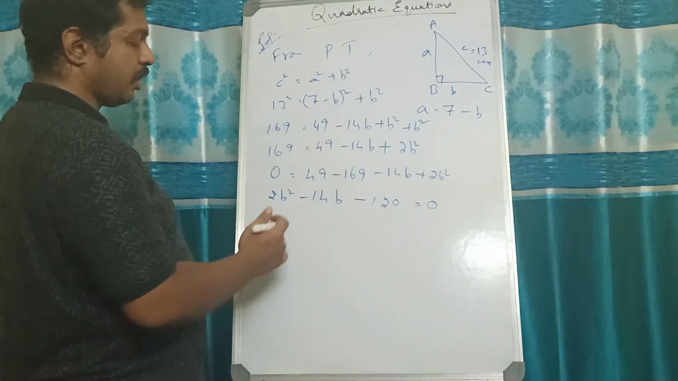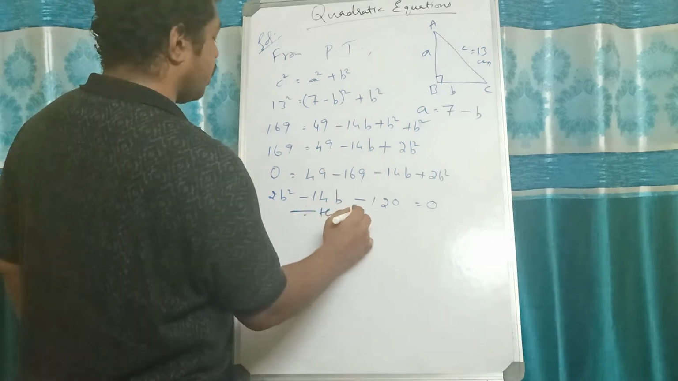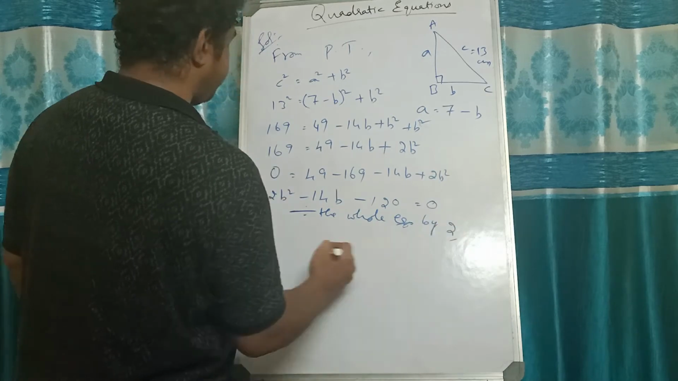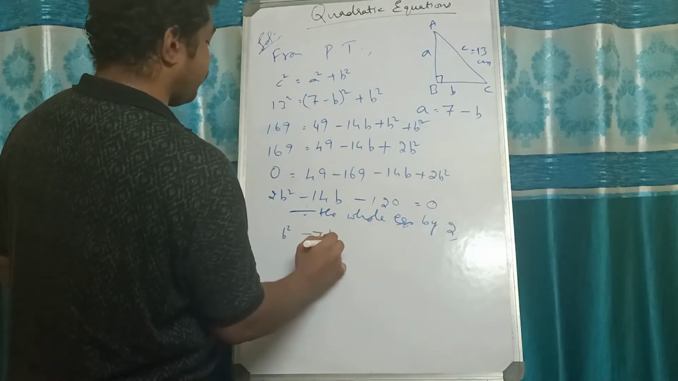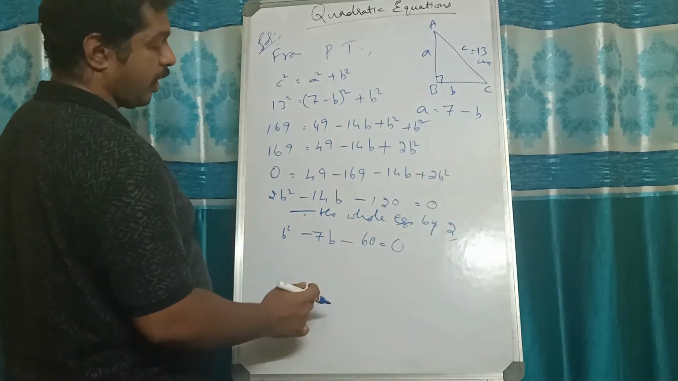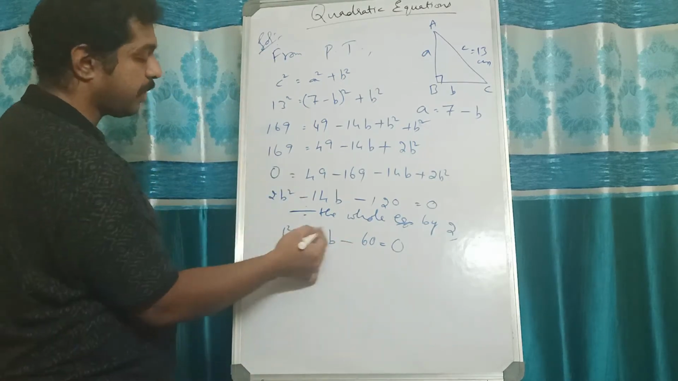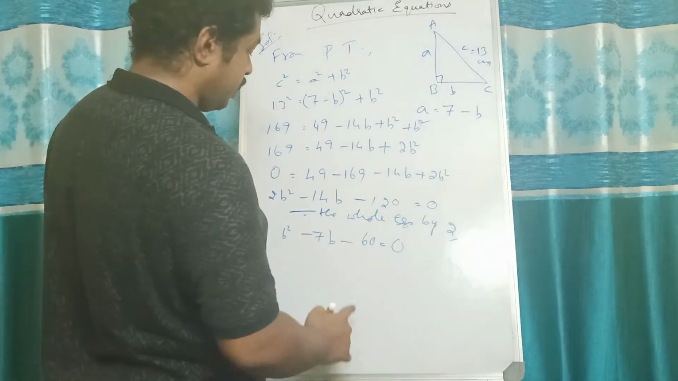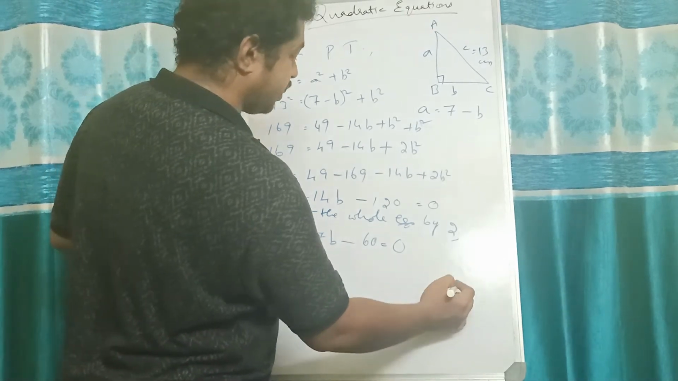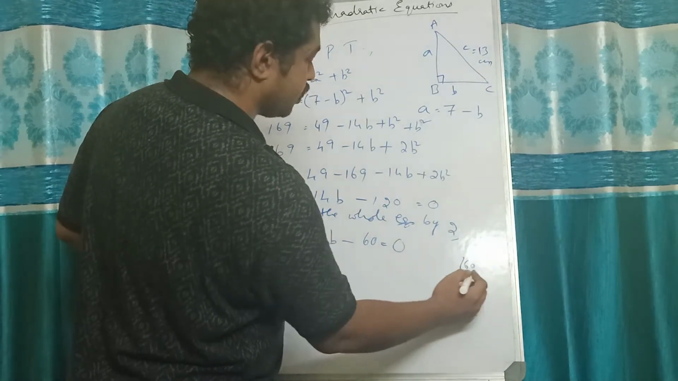So to reduce this equation, what I do is divide the whole equation by 2. I get b square minus 7b minus 60 equal to 0. Now I have to find two numbers such that their product is 60 and their sum is minus 7. How do you do that? We need to find the factors of 60. Let me find the factors of 60.